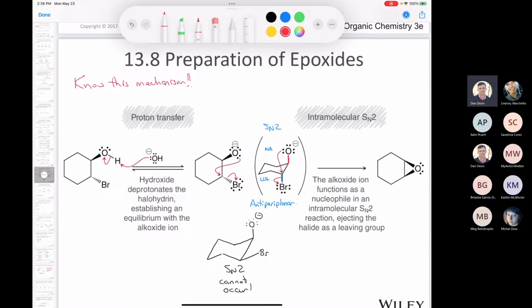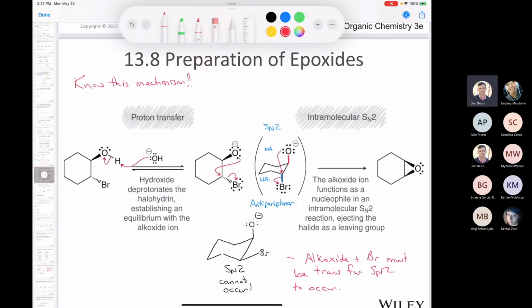All right. Must be trans for the elimination to occur. Let's scribble that in here too. Put must. What do we put? We'll put alkoxide and bromine must be trans for SN2 to occur. There we go. A little more detail.